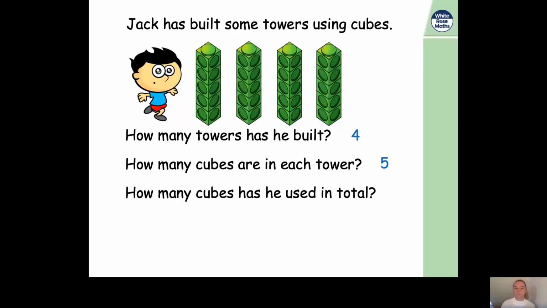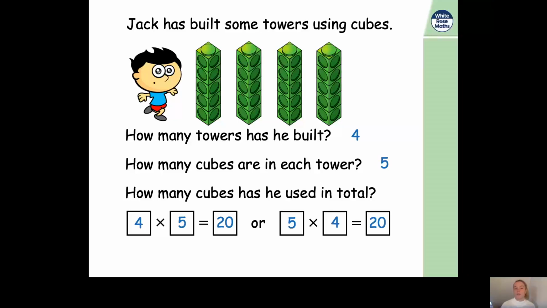Yes, 4. And how many in each? 5. So we do 4 multiplied by 5 equals 20. Now, because of commutative law, we know that we can change the numbers around and it still gives us the same answer of 20. So we can also say 5 multiplied by 4 equals 20.